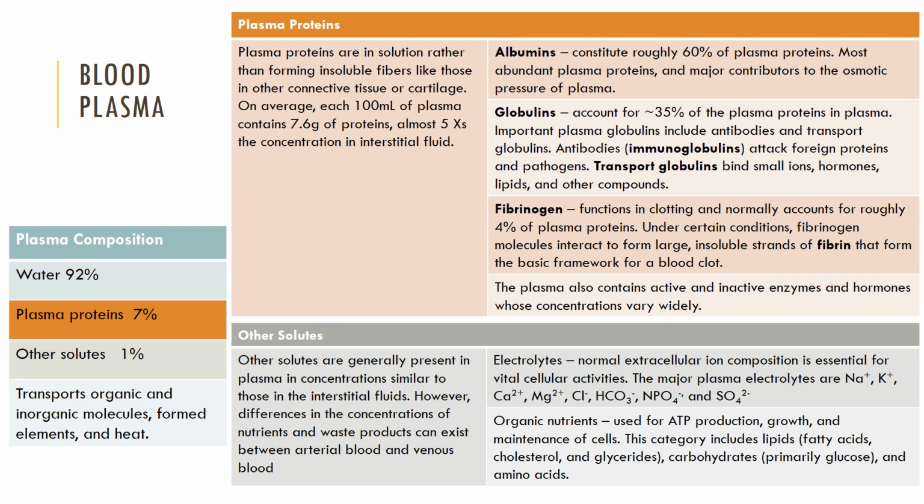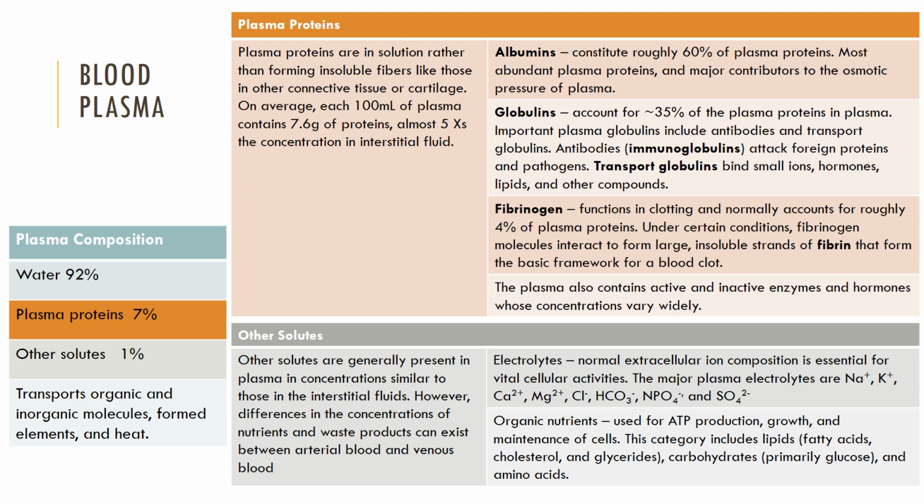Fibrinogens are a clotting protein, and they account for around 5% of the plasma proteins. Under certain conditions, for example, when you're injured, these soluble proteins interact to form large insoluble strands of fibrin, which forms the basic framework of a blood clot. The remaining 1% of proteins are active and inactive enzymes and hormones, and their concentrations will vary.